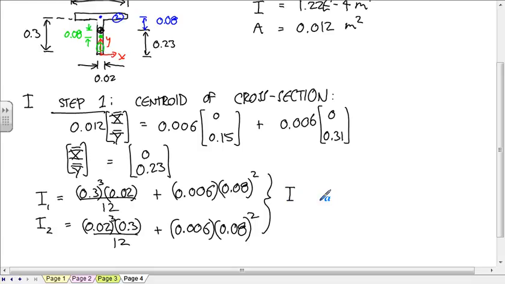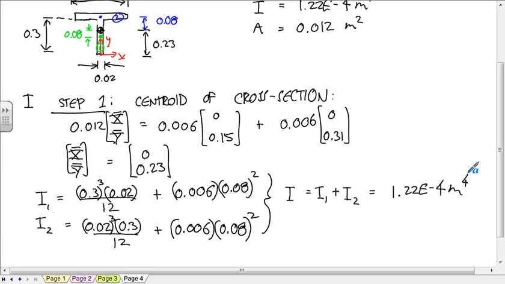And so the total is equal to I1 plus I2, and that's equal to, what is that? 1.22 times 10 to the minus fourth meters to the fourth. Anyone have any questions about that?